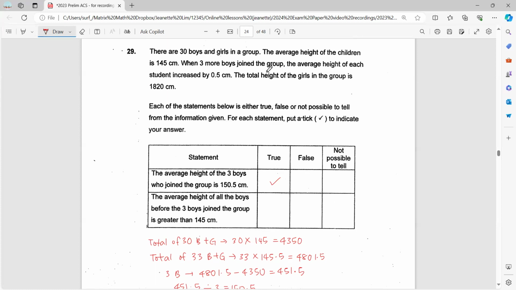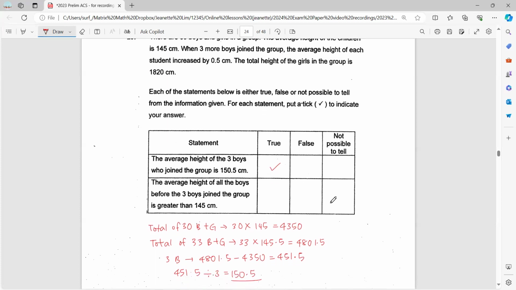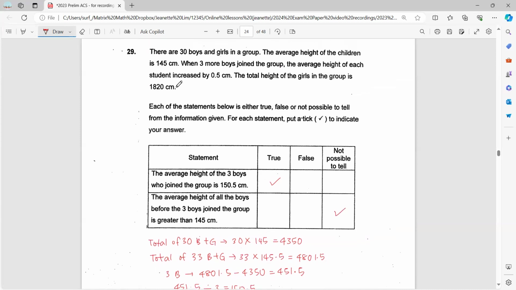So we are missing information. We don't know how many girls there are. Hence, it is not possible to tell if the average of the boys is higher than 145, which is the average of all the children. This 145 is all the children. The girls may have a higher average, may have a lower average. So we can't tell for the boys.